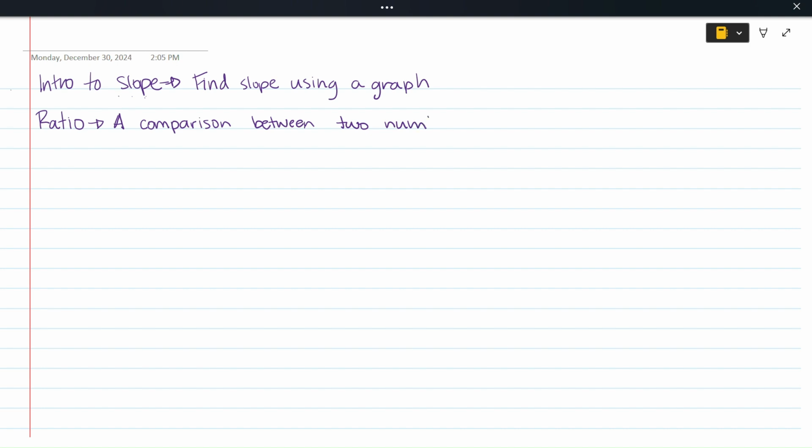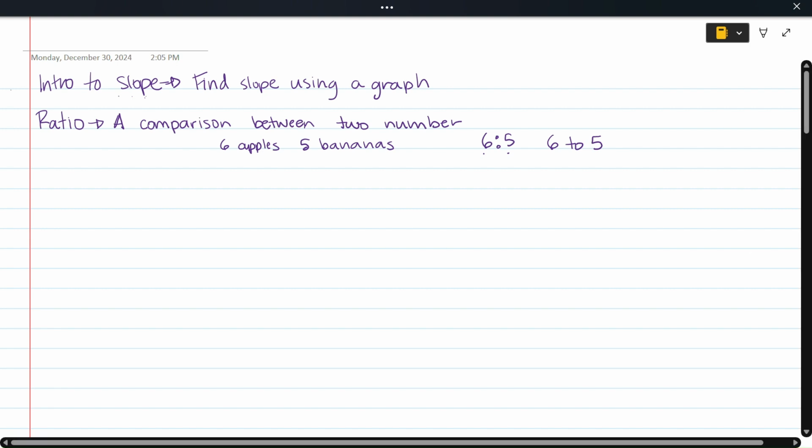Oftentimes, when we're learning about ratios, we tell you something like George has 6 apples and 5 bananas. And we ask you to find the ratio of how many apples to bananas that we have. And we tell you can write it in one of 3 ways. You can write it with a colon, 6 apples for every 5 bananas. You can write it with the word to, 6 apples to 5 bananas. Or you can write it as a fraction, 6 apples to 5 bananas.